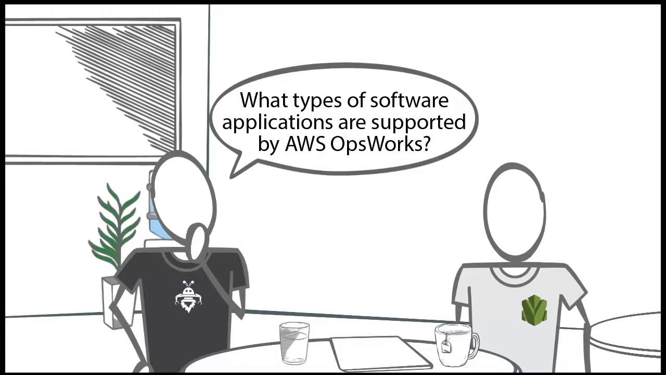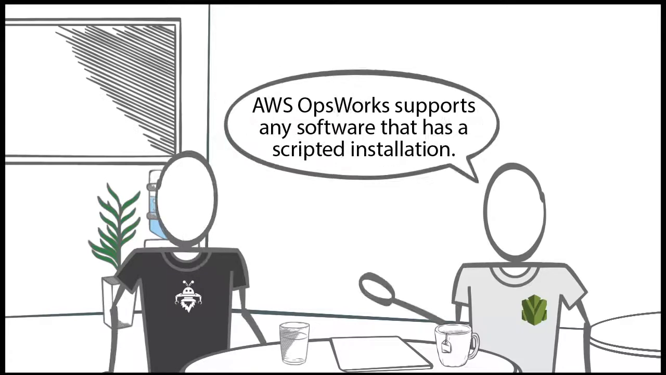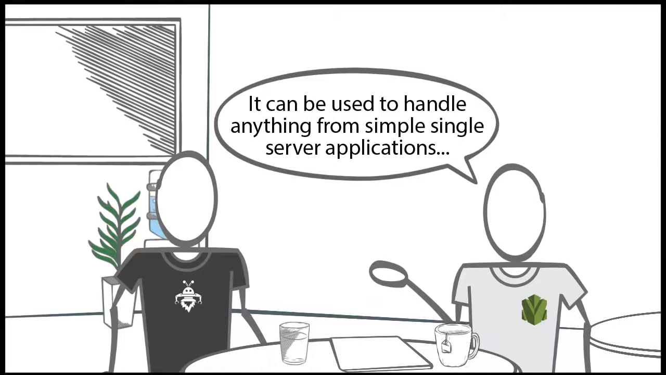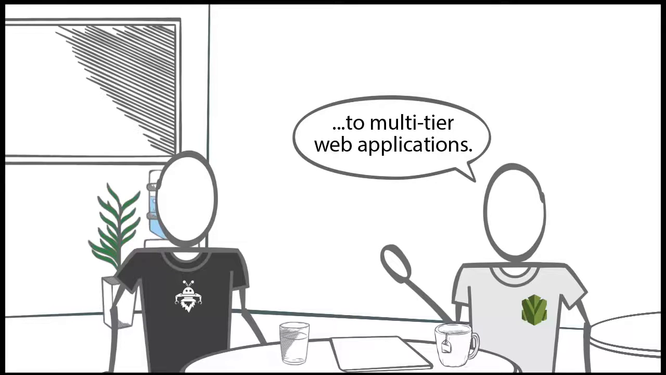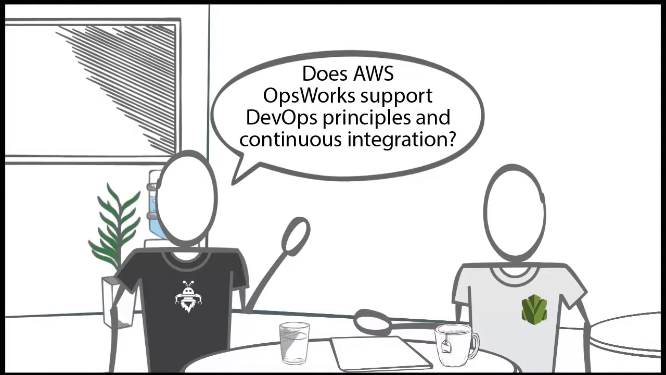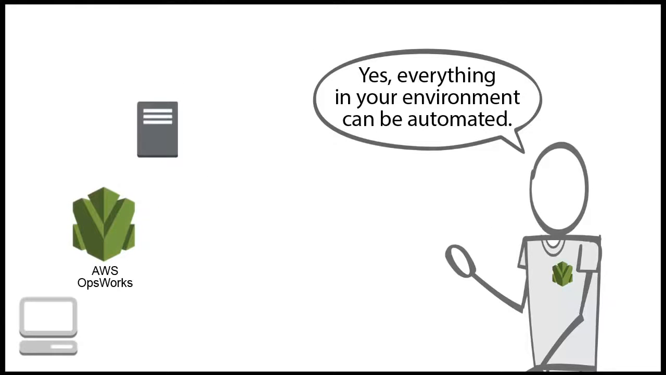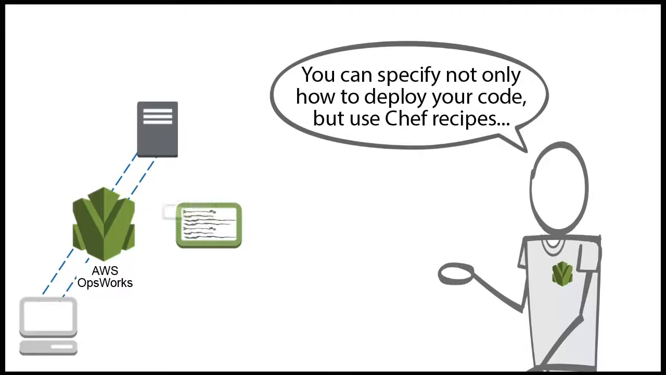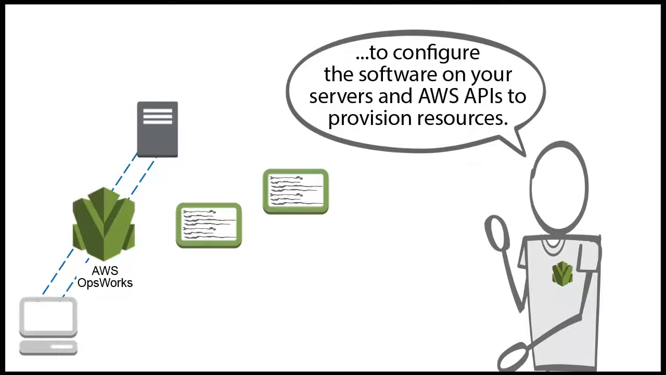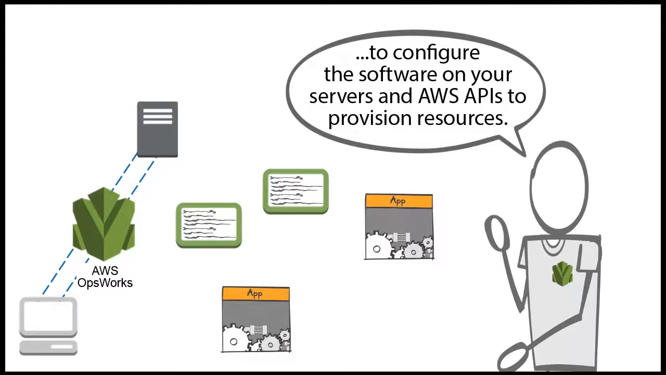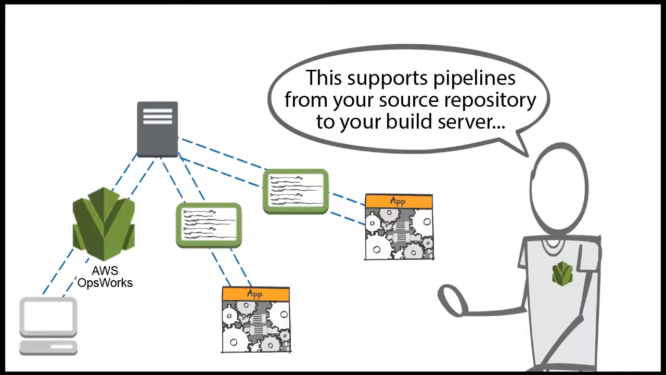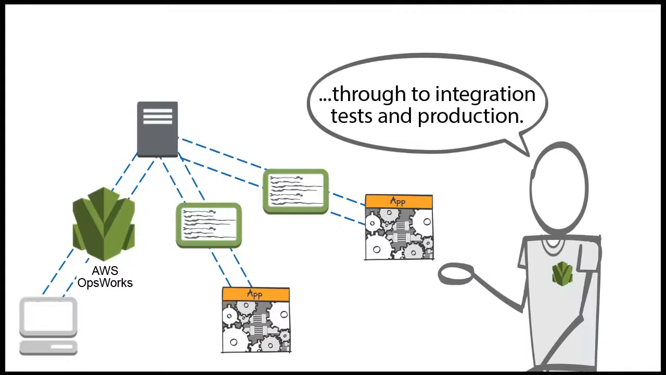What types of software applications are supported by AWS OpsWorks? AWS OpsWorks supports any software that has a scripted installation. It can be used to handle anything from simple single-server applications to multi-tier web applications. Does AWS OpsWorks support DevOps principles and continuous integration? Yes. Everything in your environment can be automated. You can specify not only how to deploy your code, but use Chef recipes to configure the software on your servers and AWS APIs to provision resources. This supports pipelines from your source repository to your build server through to integration tests and production.